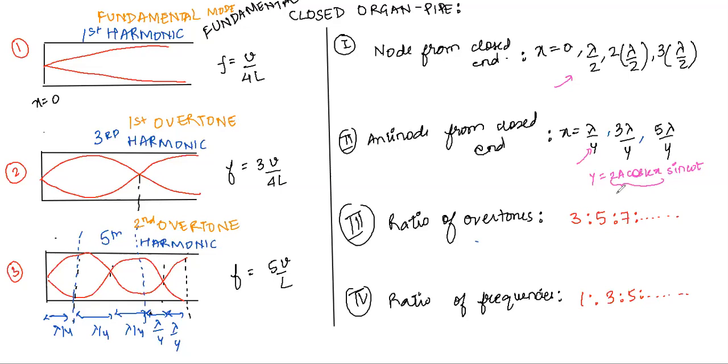2a cos k into 2 pi by lambda into lambda by 4. Correct. This will be the amplitude of a particle which is vibrating at the position x is equal to lambda by 4. Are we clear, Atul?